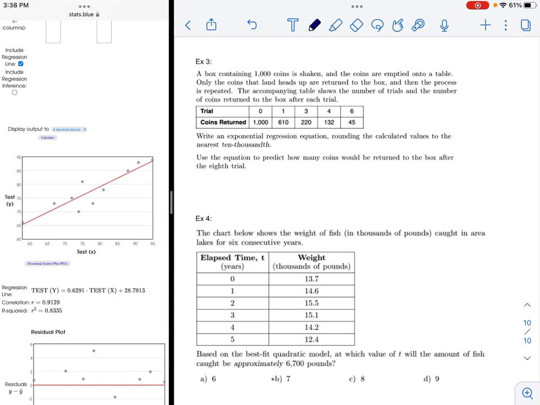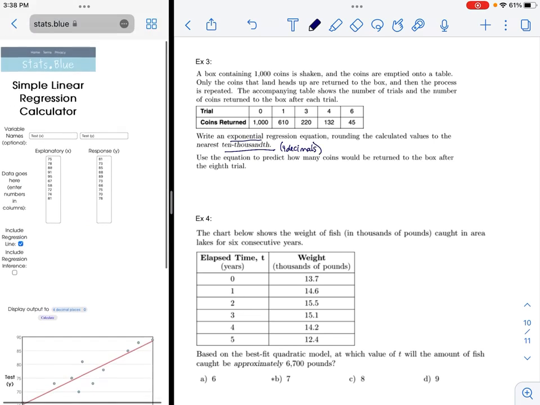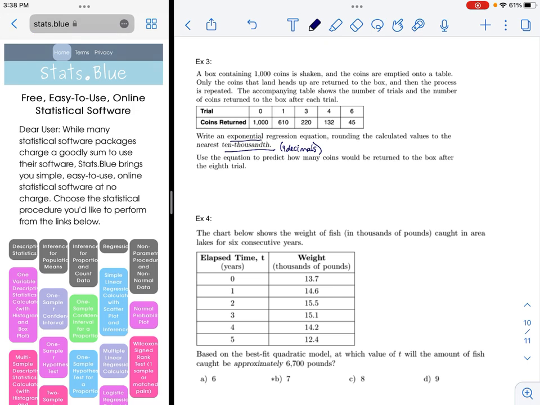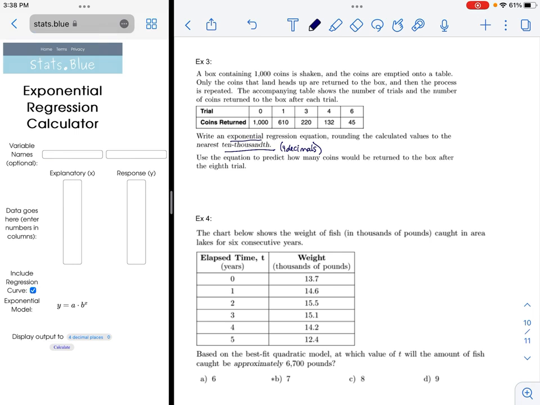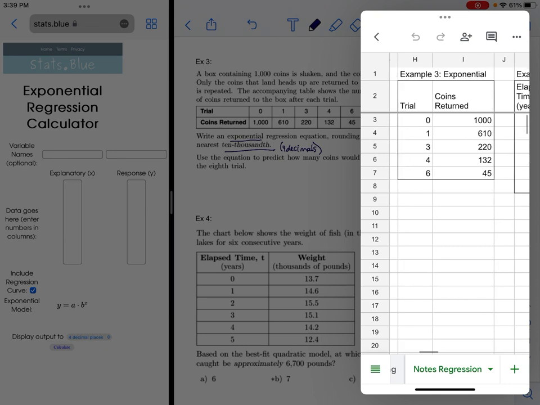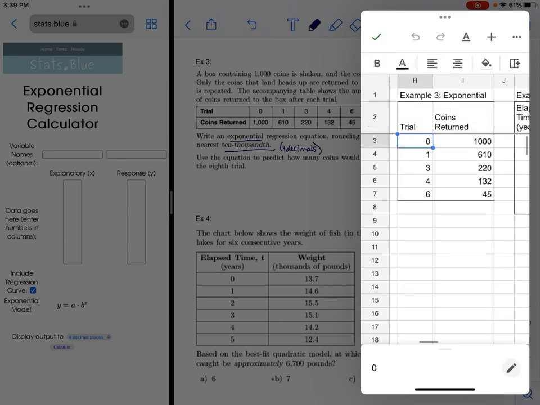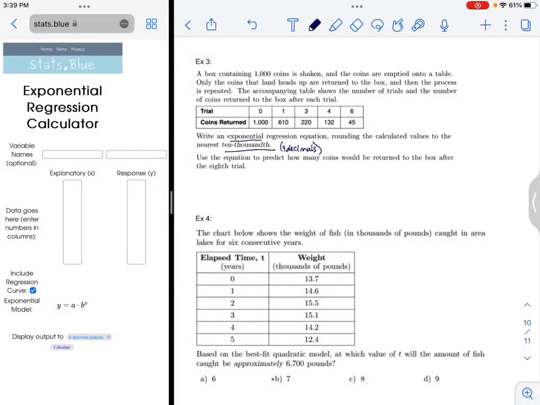So it specifically says that it's going to be an exponential regression equation, and then we are going to round to the nearest 10,000ths. That's 4 decimals. Okay? So we don't want to be with linear anymore on stat.blue. We actually want to come down here to the orange exponential regression calculator. And we will plug in this data. This is a small enough data set. It's understandable if you just want to type it instead of copying it.